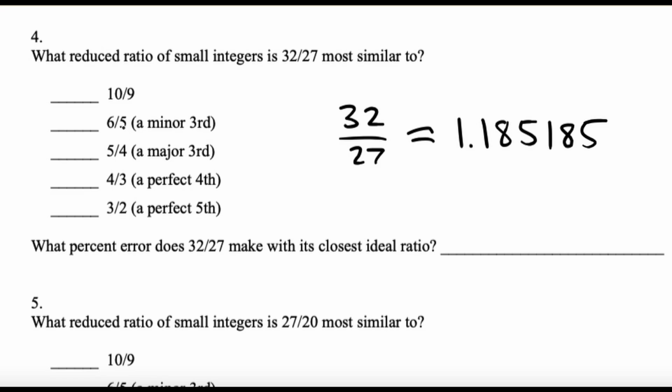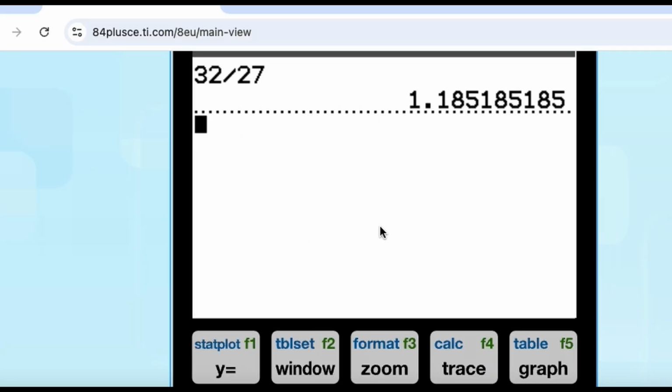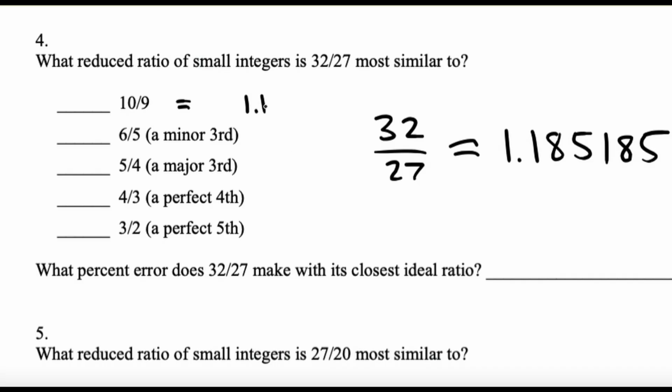And you should also find the decimal approximation of these ideal ratios too. So 10 over 9 on calculator is 1.1 repeating. 6 over 5 is going to be 1.20. 5 over 4 will be 1.25. 4 over 3 is 1.3 repeating. 3 over 2 is 1.5.